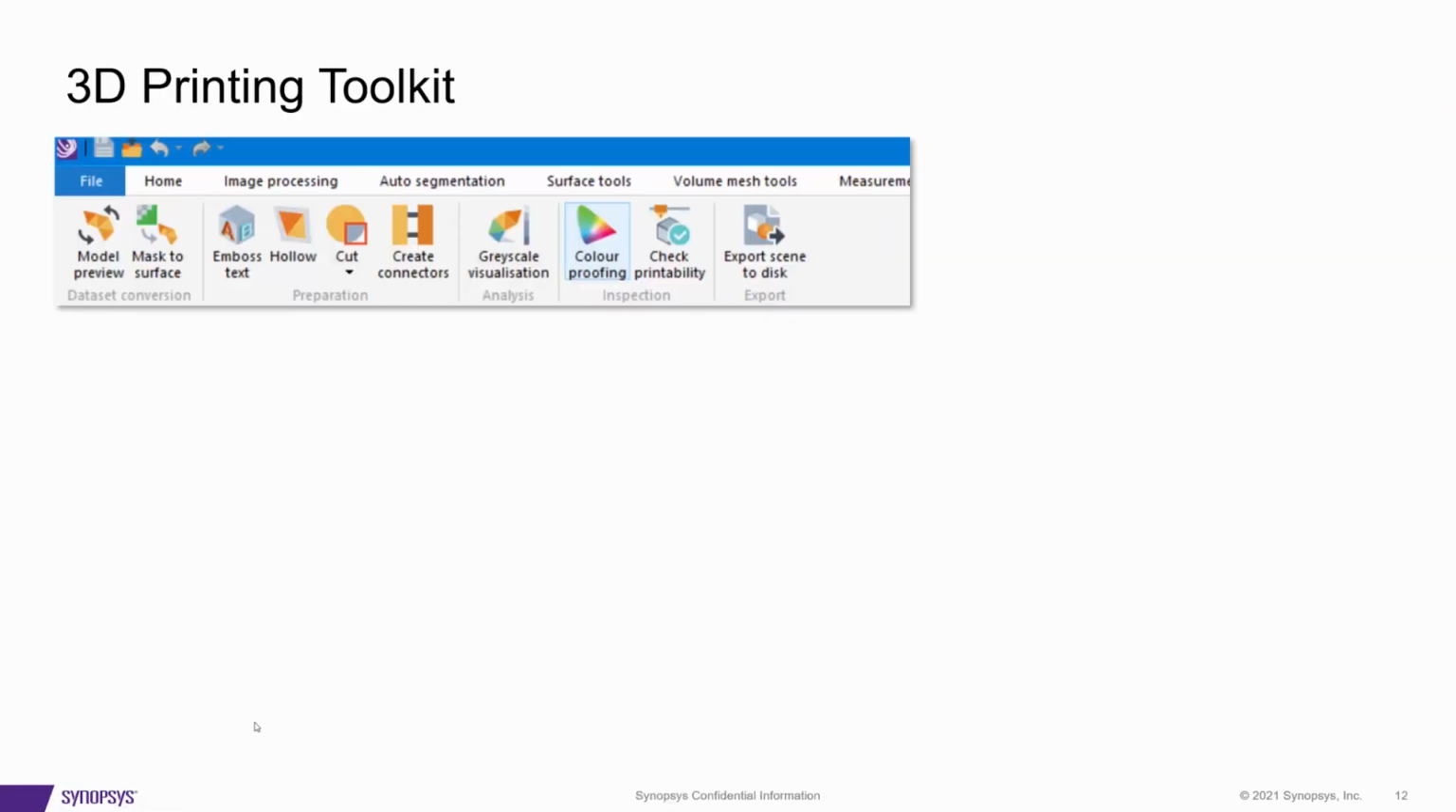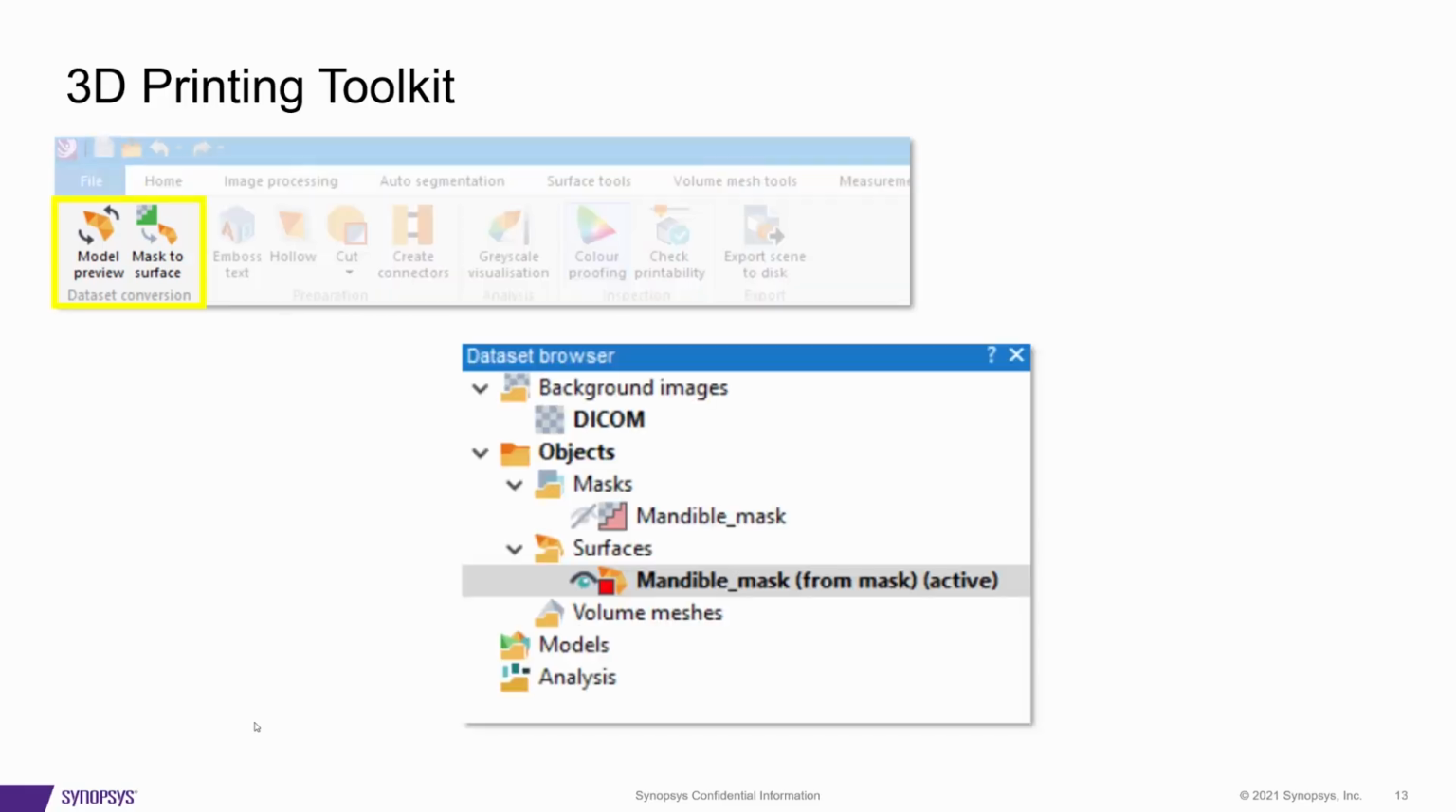So the 3D printing toolkit has its own new tab in ScanIP. If you're familiar with ScanIP, we have a ribbon-based interface and we have a new 3D printing tab, which you work from left to right, going from your segmented mask through to a tessellated surface, and then you've got your preparation tools, analysis, inspection, and then obviously you export to your printer. So I'll walk you through a few of these through these slides.